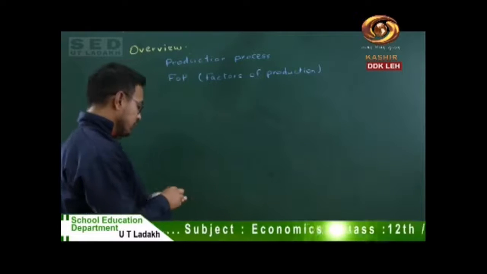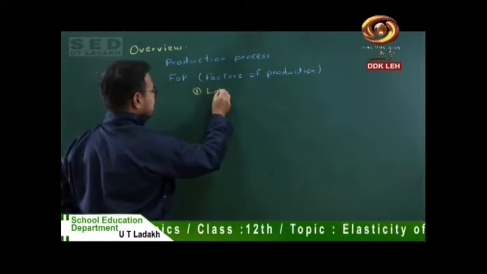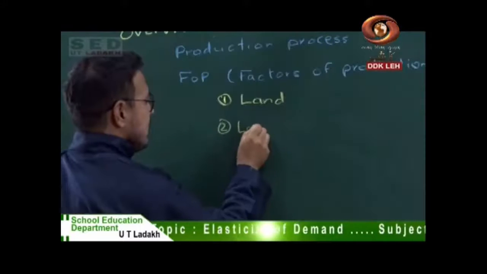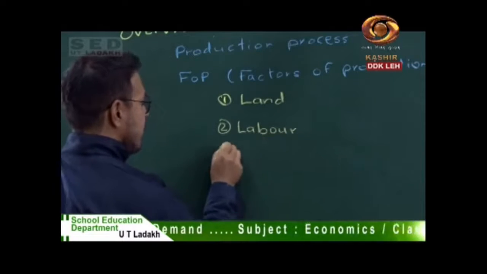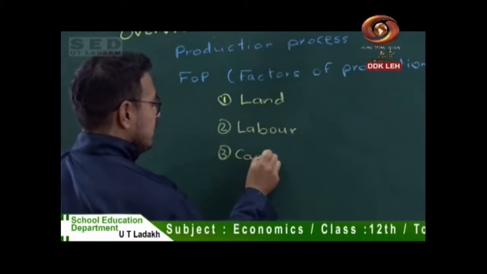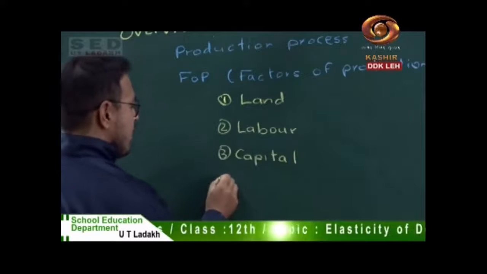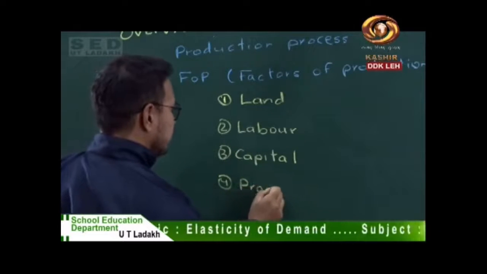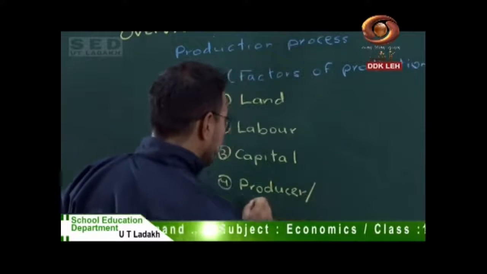We have certain factors. First is land. The second one is labor. Third is capital. And the fourth is producer, or we also use the term entrepreneur for this.